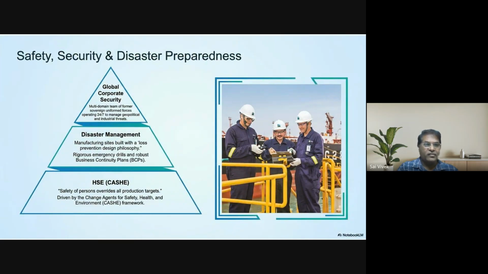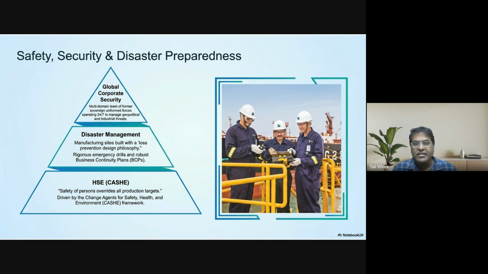And see this pyramid here, safety pyramid. Safety, security, and disaster preparedness pyramid is presented here. HSE CASHE, that is change agents for safety, health, and environment framework. So this provides safety for persons and it overrides all production targets. So production targets are only secondary. Safety is primary. So this is all CASHE is about.